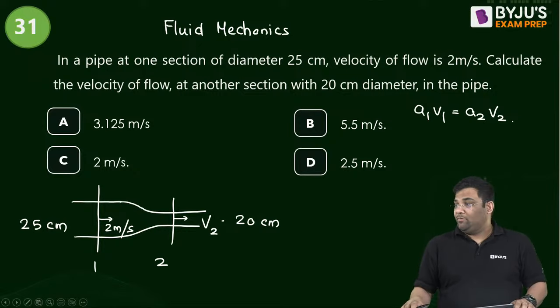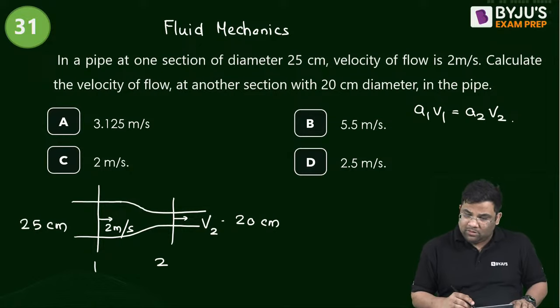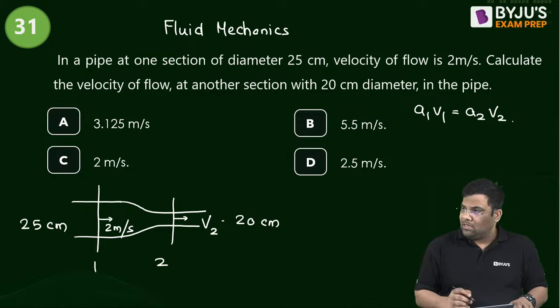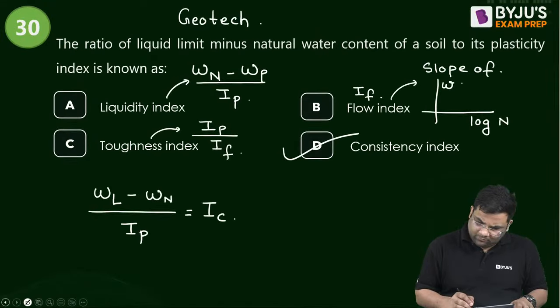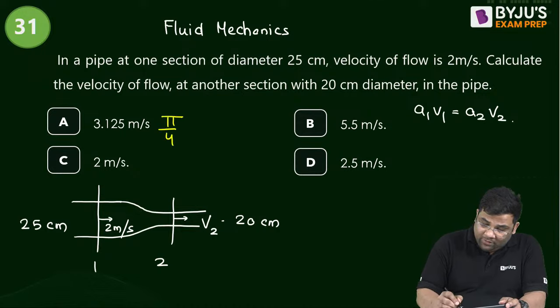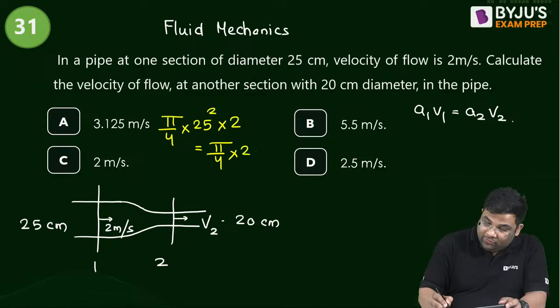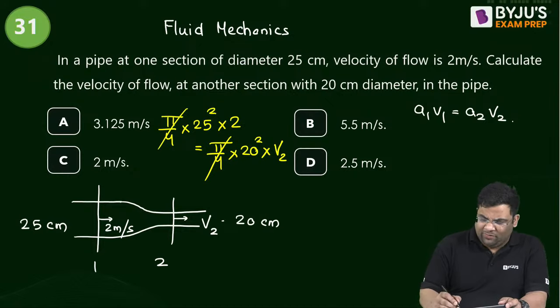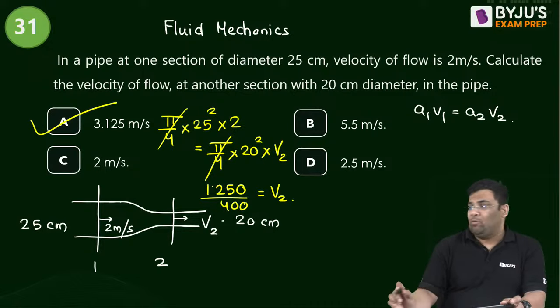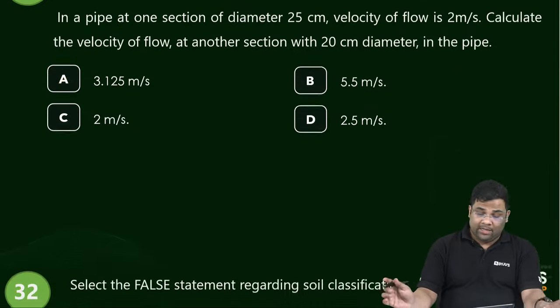Very straightforward question, 31D. The earlier question was 30. What is the answer to this? I can say pi by 4 into 25 square into 2 is equal to pi by 4 into 20 square into V2. So pi by 4 gets cancelled. This is 625, so 625 into 2, 1250 divided by 400 equals V2. I'm getting 3.125. Again, simple formula. Very good.